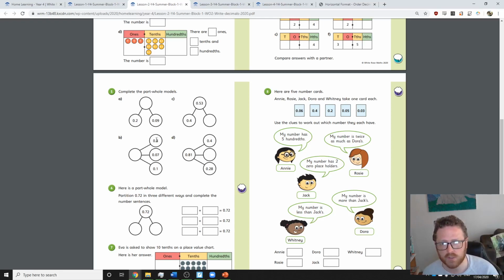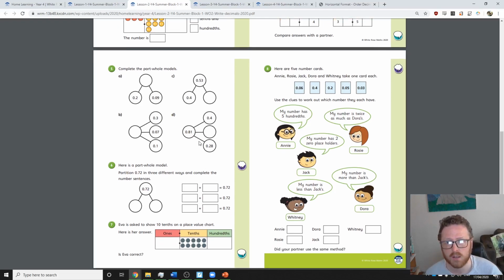For this one, for example, I've got 3 tenths, 7 hundredths, and 1 tenth. Put all those together, what decimal do I have? This one here, slightly trickier, be very careful. I've got 0.53. I've got 0.4 of it down there, but how much more do I need to add to 0.4 to make 0.53? That's going to be your task for these ones, okay?